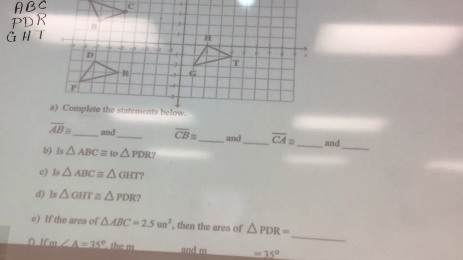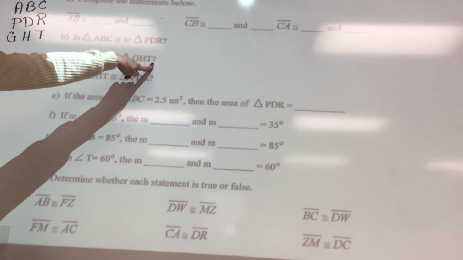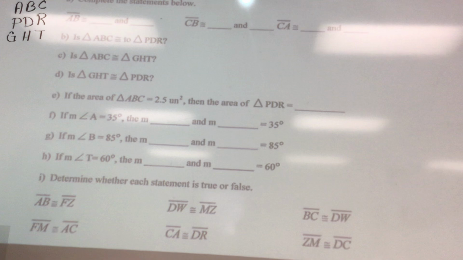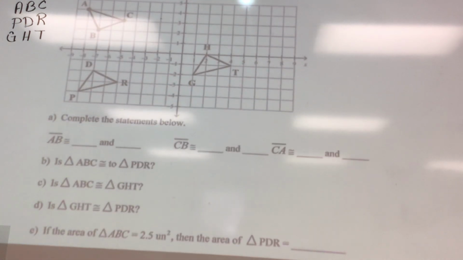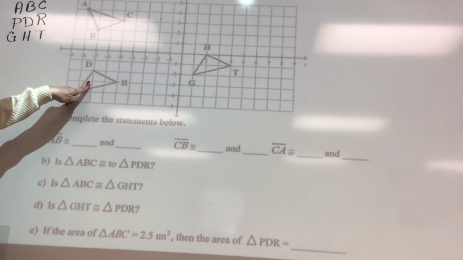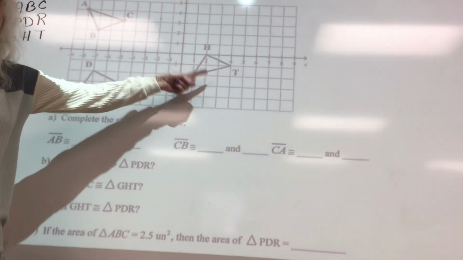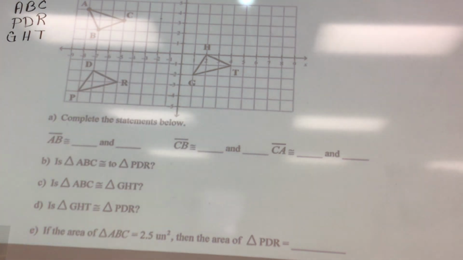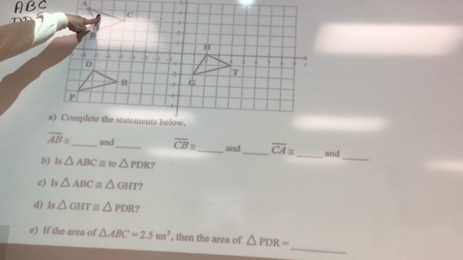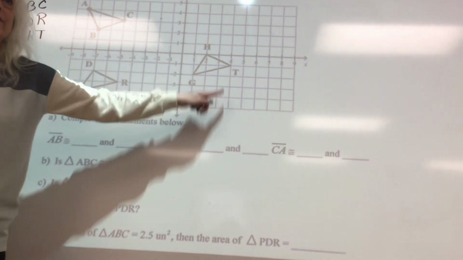Part C: is triangle ABC congruent to RHT? Yes or no? Well, how is that true? Because ABC created PDR, right? PDR created GHT, so how do we know that these two are congruent? How do we know they're the same shape and same size? Because PDR is congruent to ABC, so if PDR is congruent to this, these two have to be congruent also. Good job.